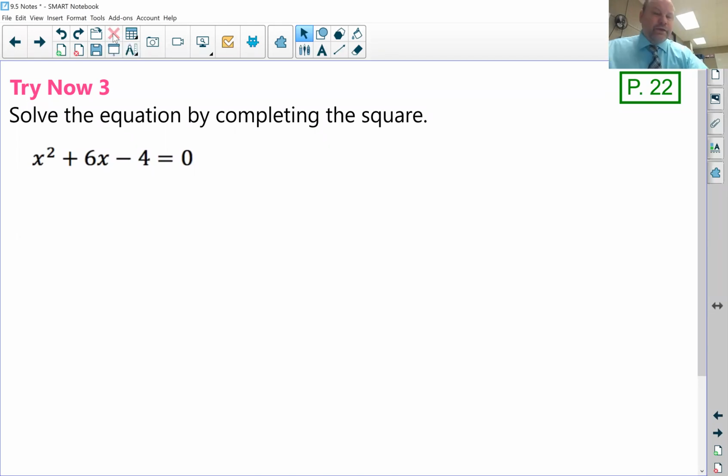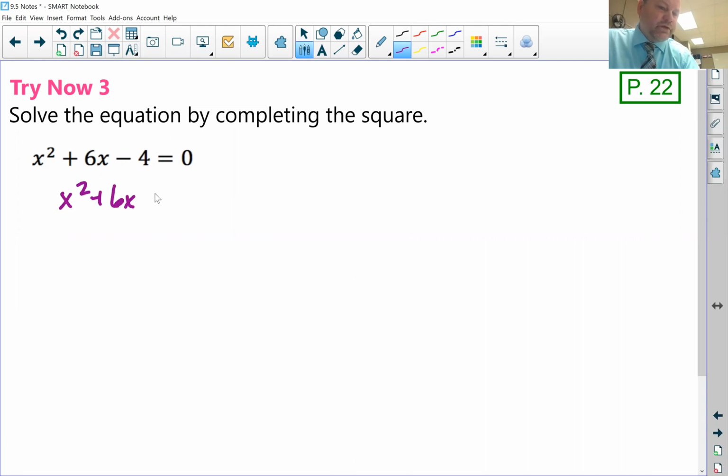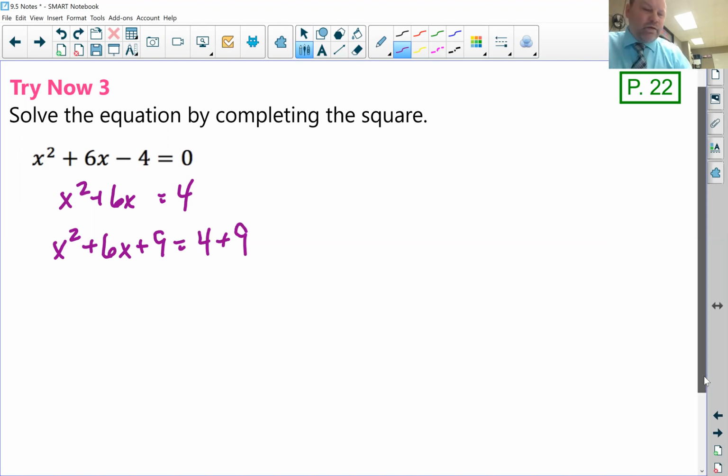All right, let's take a look. So again, I will go through each step. I'm not going to write it all out like I did for the examples, but you should have added 4 to both sides. I think the x squared plus 6x is one that we did already. So add 9.